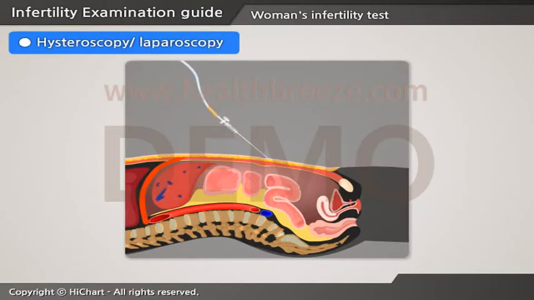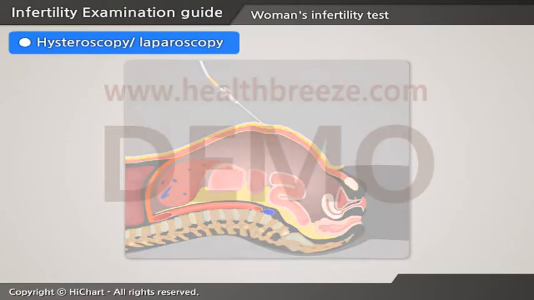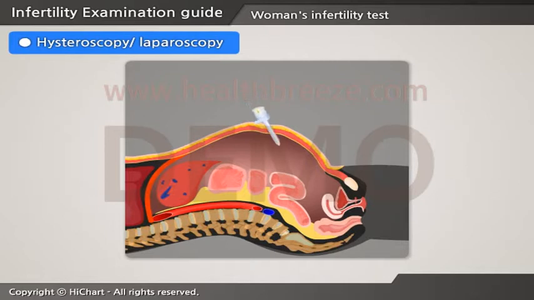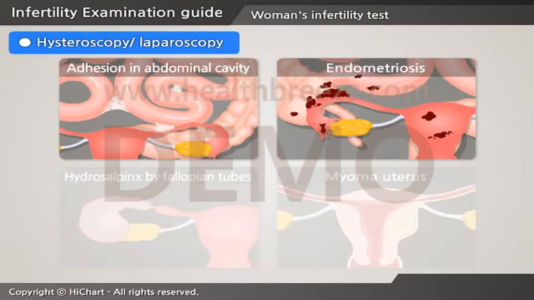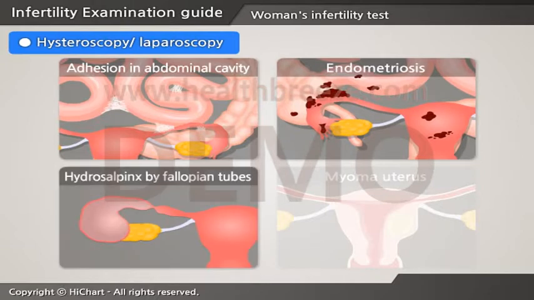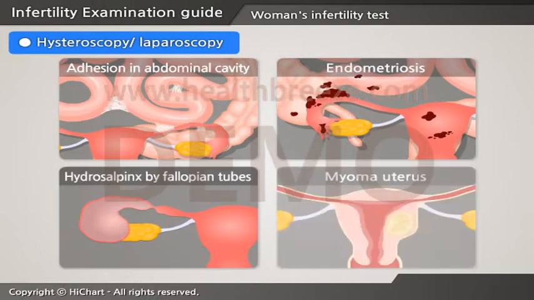Laparoscopy is done by injecting gas within the abdominal cavity and creating a small incision on the skin to insert a laparoscope to check for anomaly within the pelvis and correct it by performing surgery on adhesion in the abdominal cavity, endometriosis, hydrosalpinx by fallopian tubes being blocked and filled with fluid, or myoma in the uterus that may be the cause of infertility.